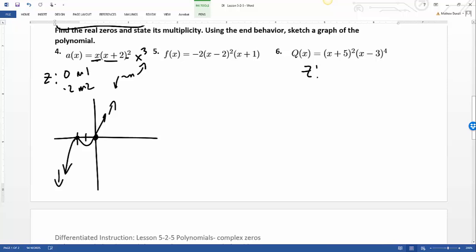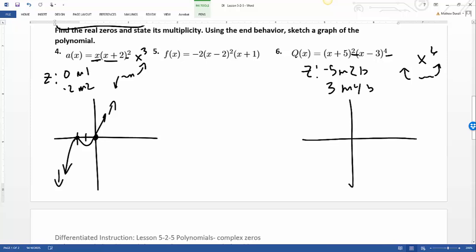So here my zeros are negative 5 multiplicity 2 and positive 3 multiplicity 4. So both of those are going to bounce since the multiplicity is even. The end behavior, 2 and 4, so that's 6. So that means they're both going to go up. So that starts there, that ends there. So it's going to come down. It's going to bounce. It's going to bounce.